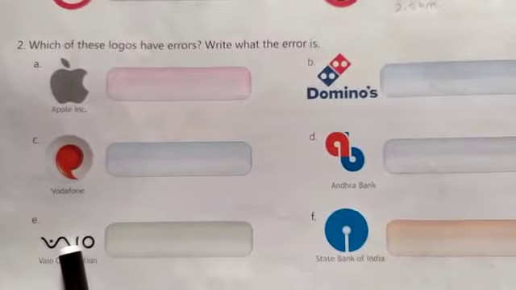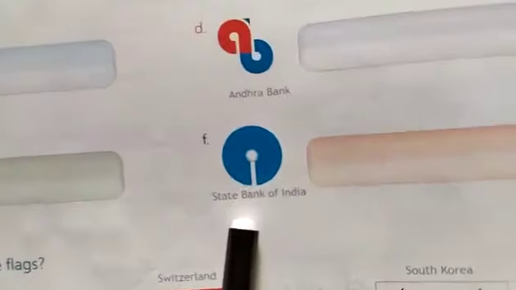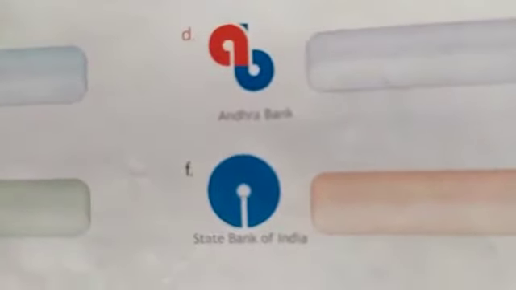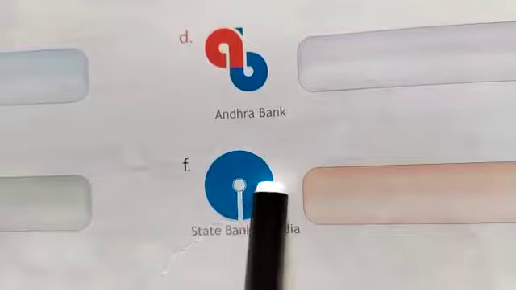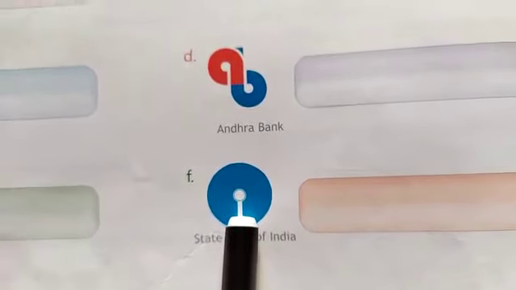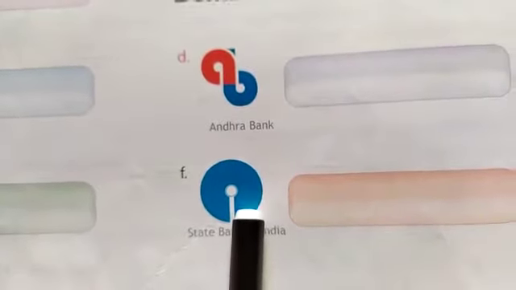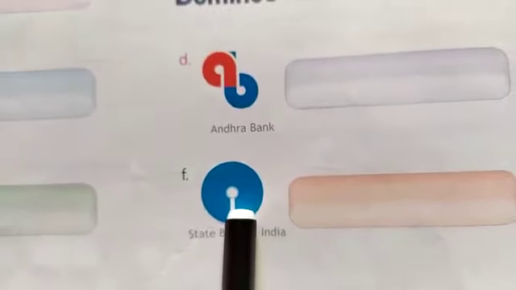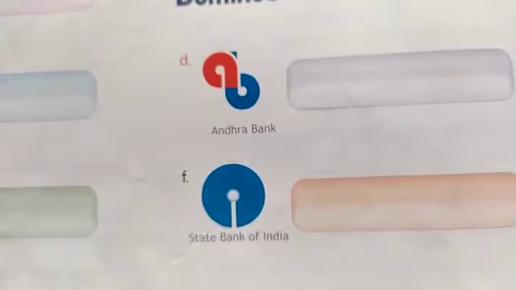Okay. Moving on to the E part, this is State Bank of India. If you look carefully, the error is here at the center. Can you identify now? The blue ring at the center of the logo is extra. There should not be any blue ring.